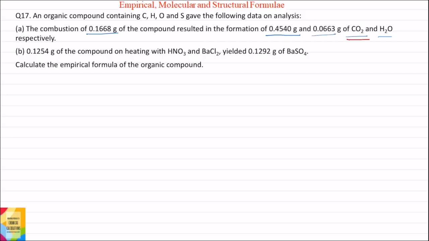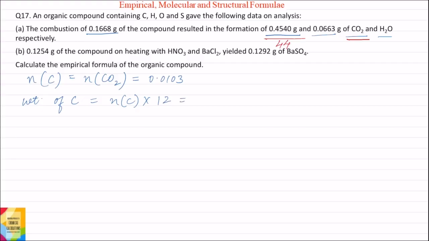So 0.4540 divided by 44 will give moles of carbon dioxide, which is equal to moles of carbon. So moles of carbon is equal to moles of carbon dioxide, which is equal to 0.4540 divided by 44, and this is equal to 0.0103 moles. And weight of carbon will be equal to moles of carbon multiplied by atomic weight of carbon, that is 12, and this is equal to 0.1236 gram. Similarly, 1 mole of H2O contains 2 moles of hydrogen.